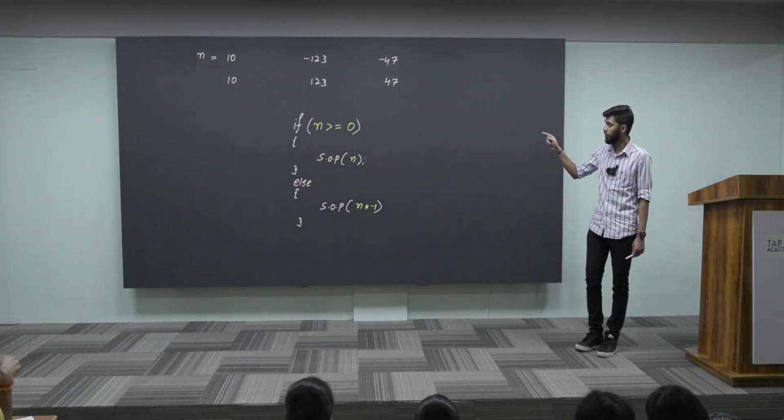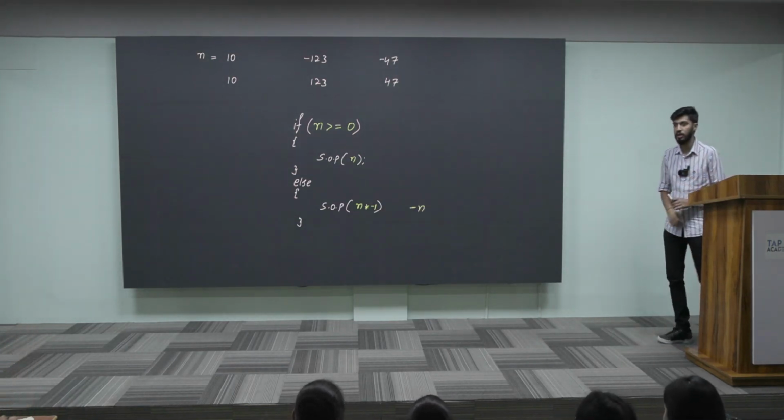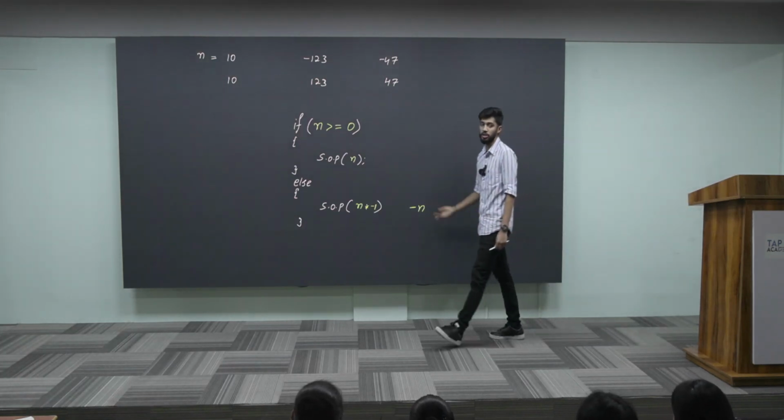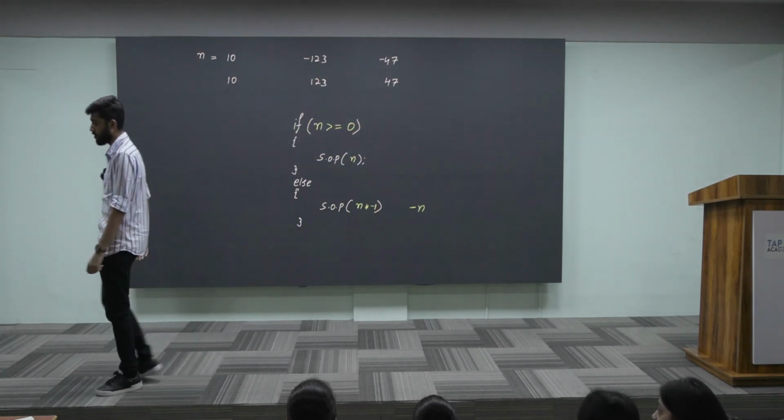Is that clear to you? If you don't want to do it like this, you can simply write minus n as well. So, minus of minus n is what? Plus n. Is that clear to you? So, those who have not written can note it down.